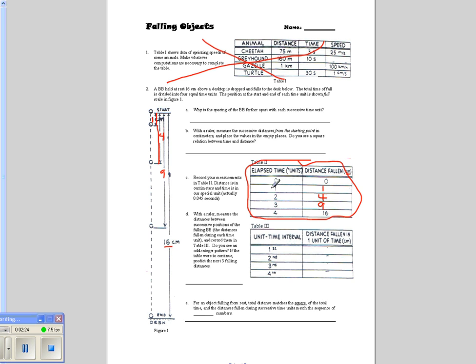Now, looking at those distances, it asks this question: do you see a square relation between time and distance? 1 squared is 1. 2 squared is 4. 3 squared is 9. 4 squared is 16. So hopefully you can answer that question right now.